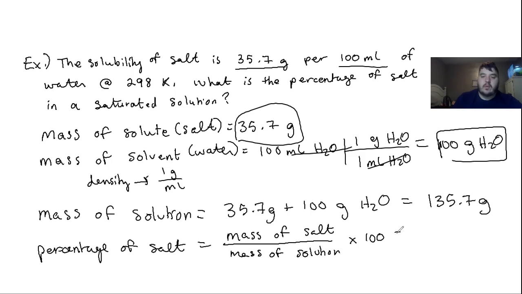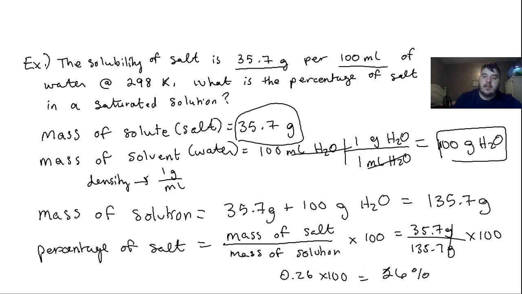All right, and so we're going to get 35.7 grams divided by 135.7 grams. So notice the grams are going to cancel, times 100. And what am I left with? I'm going to get a value of 0.26 times 100, which is going to be roughly 26%. So basically, the mass percentage of salt in the saturated solution is 26%.